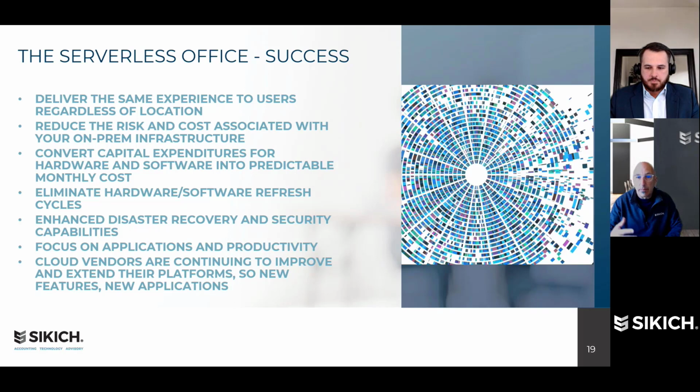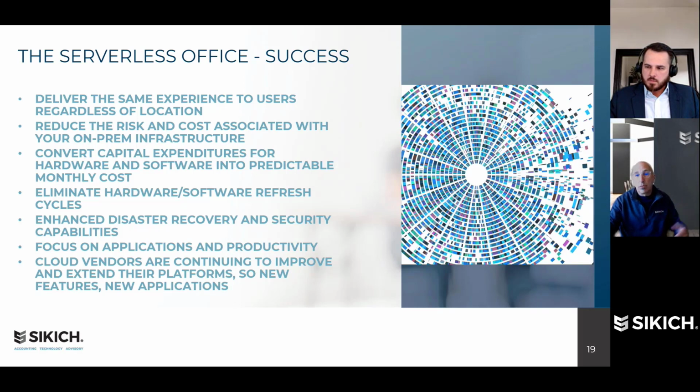They're able to eliminate their hardware refresh cycle. So we do that very often with clients. Every 6 or 7 years, we're looking at replacing a bunch of equipment, and it's a big project and a fairly large capital expenditure.